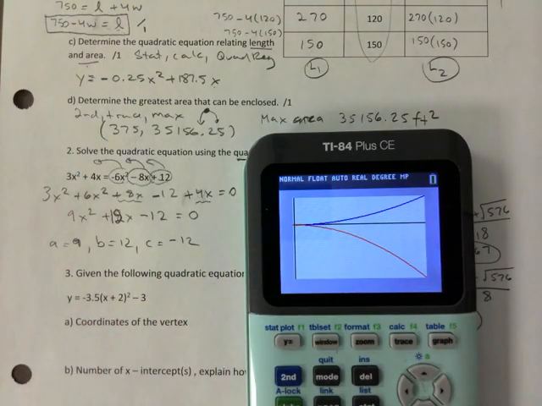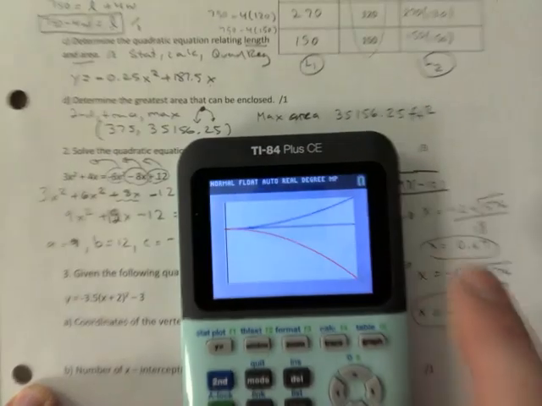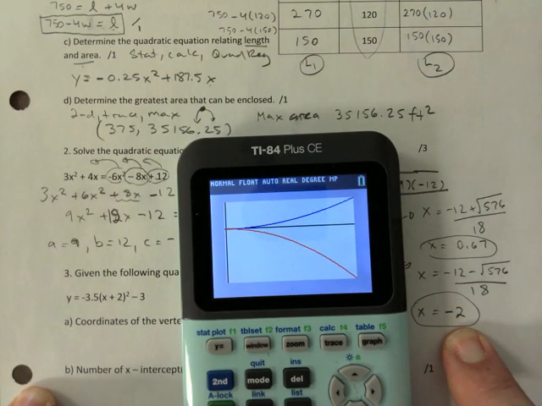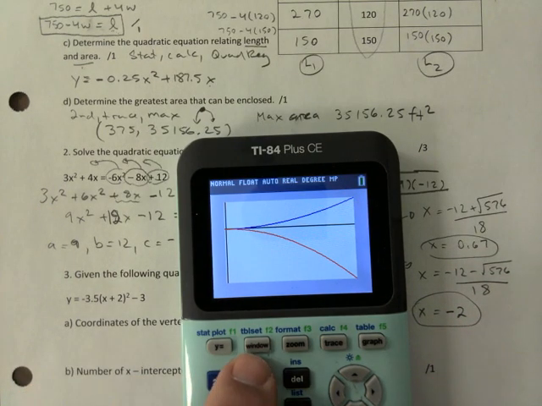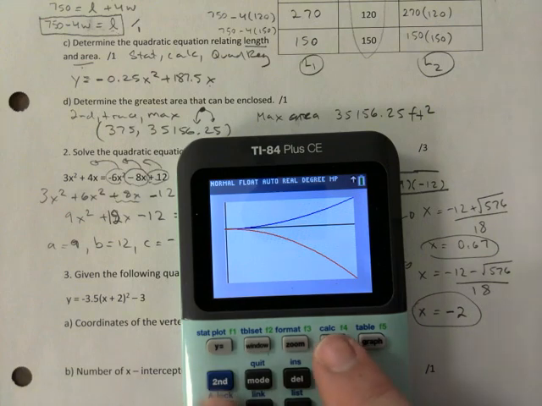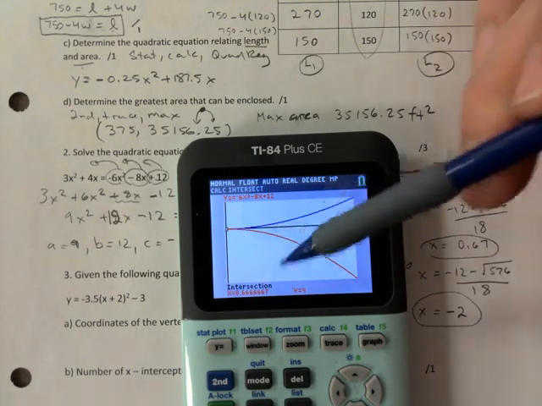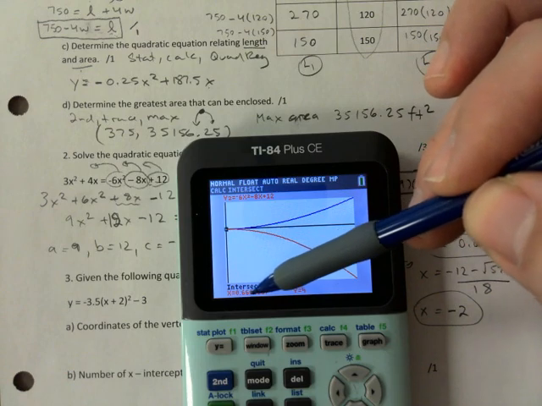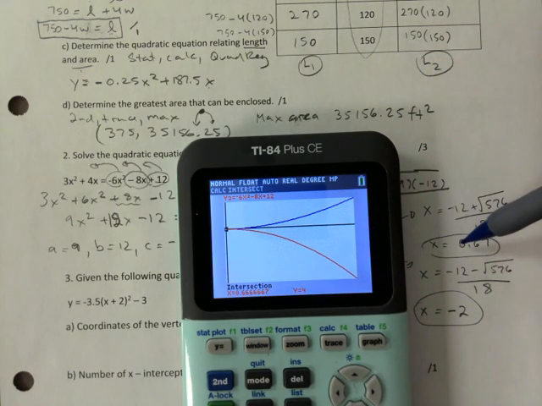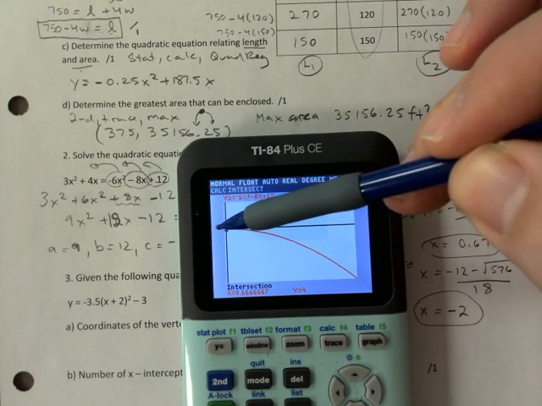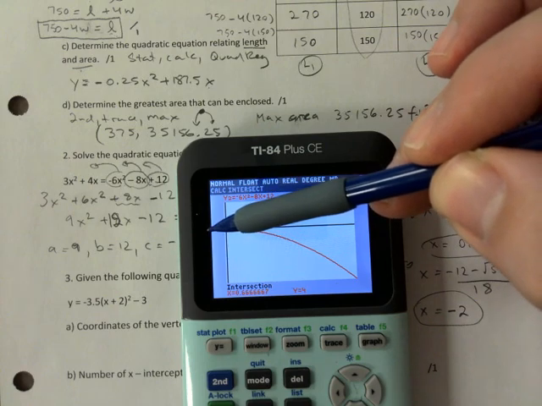Okay, but remember, we're looking at 0.67, negative 2, something like that. So I'm going to try something here. Second trace 5 for intersect. And I'm just going to hit enter, enter, enter. It found the 0.67, right? The first one. And the other one is going to be a little further to the left, the negative 2.